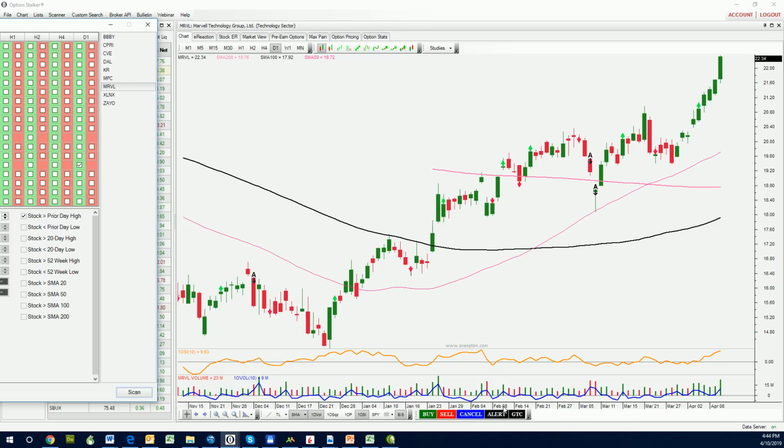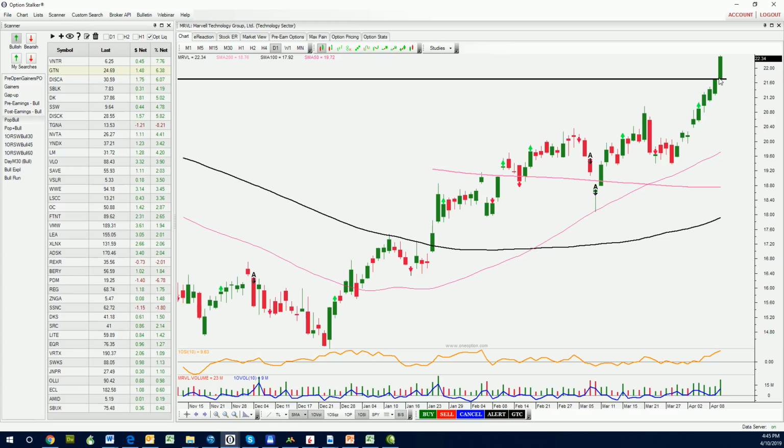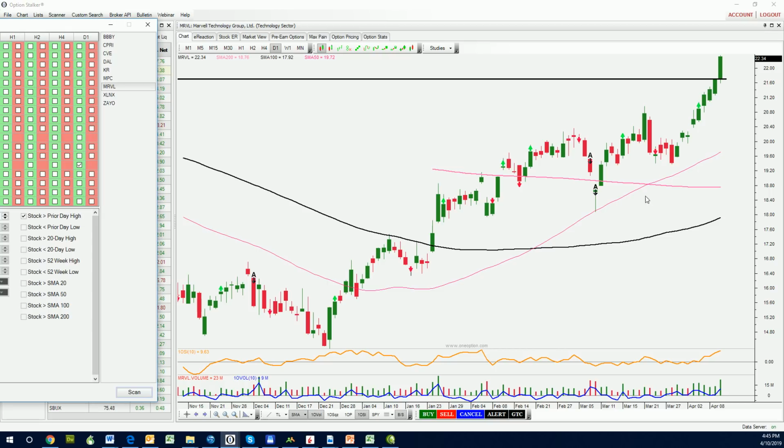So I'm going to put an alert, and actually I clicked alert, which would be just for the day. I want a GTC alert. So I'm going to place it right there. I'm going to remove this by right clicking, delete object. So this is a really good looking stock right here, but I don't want to chase it. So we're going to continue to look for our next candidate, but I really like this. We can buy it, yeah.